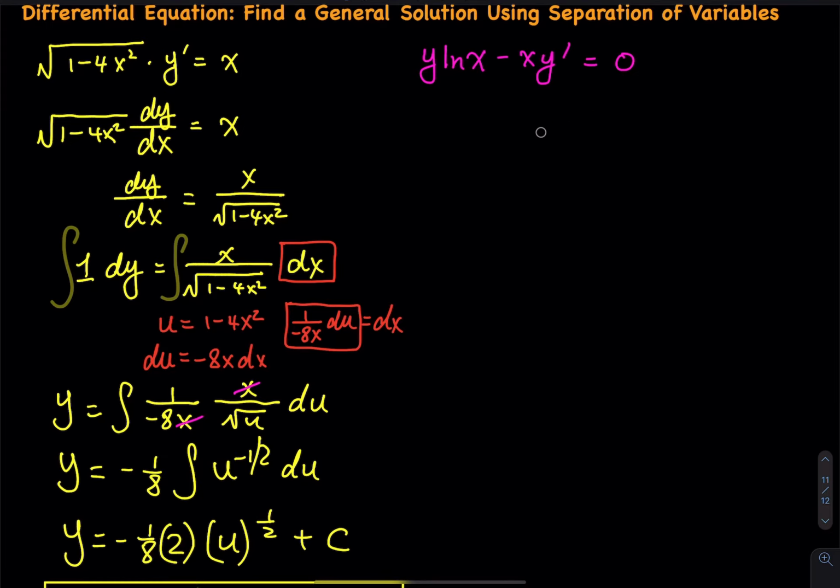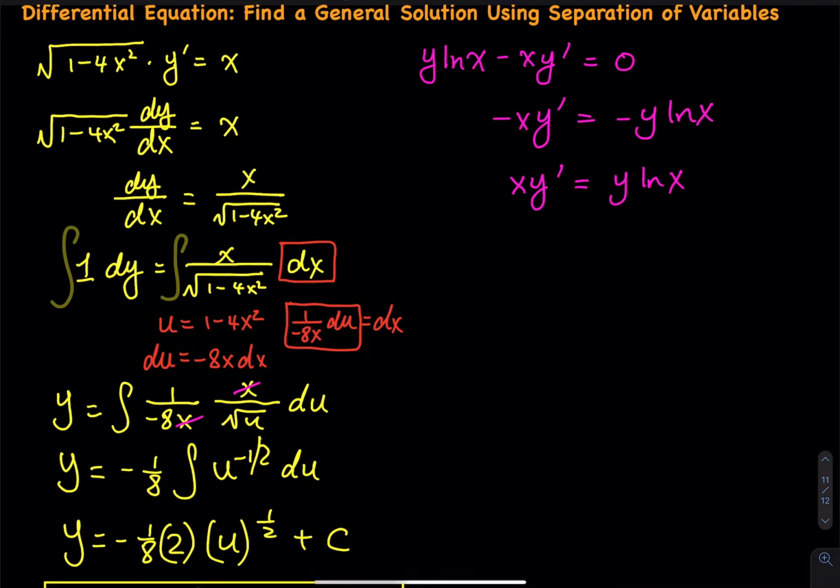You can move that to the other side. That is not wrong, but you can clearly just leave that on the left. So negative xy prime, we move the other terms to the right. So minus y ln x. Once you multiply both sides by -1, you have xy prime equals y ln x.